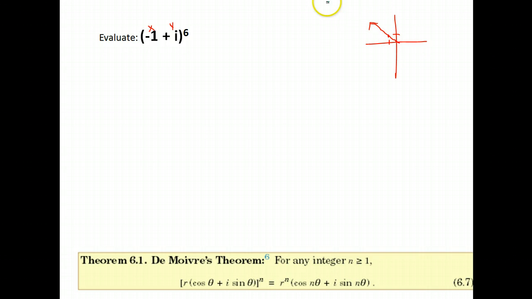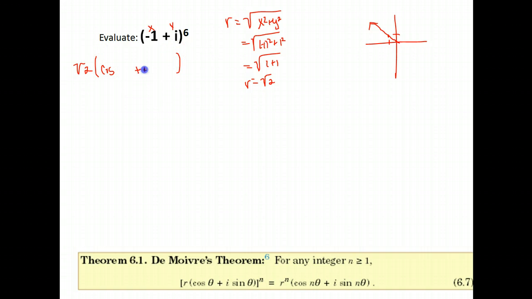All right, from there, I also need to find my r, which is the square root of x squared plus y squared. So that would be the square root of (-1) squared plus 1 squared. 1 plus 1 is 2. So my r is √2. So this is going to look a little funny. Then I have cosine of some angle plus i sine of that same angle.